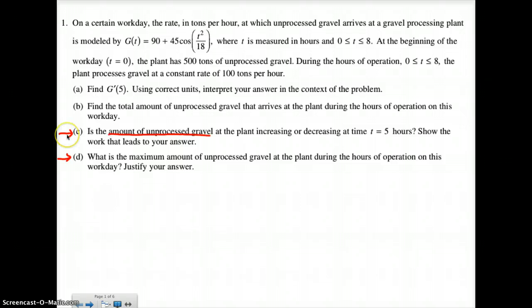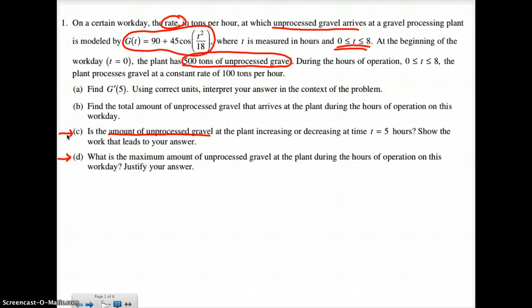But what we have with this one was a gravel plant, and we have unprocessed gravel arriving at a rate represented by capital G of T, and it's important to note that this is a rate. It's the rate at which the gravel is entering the plant and it's unprocessed, and they process it there and ship it out. We're doing this over an 8-hour work day, and when the day has begun, there's already 500 tons of gravel at the plant.